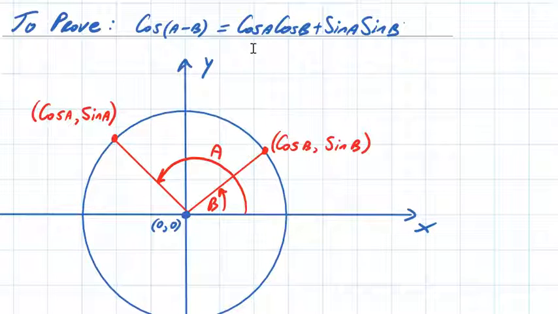In this video, I will prove that the cos of A minus B is equal to the cos of A cos B plus sine A sine B. So we'll start with this unit circle here. The radius is 1, so we'll put in the radius there.